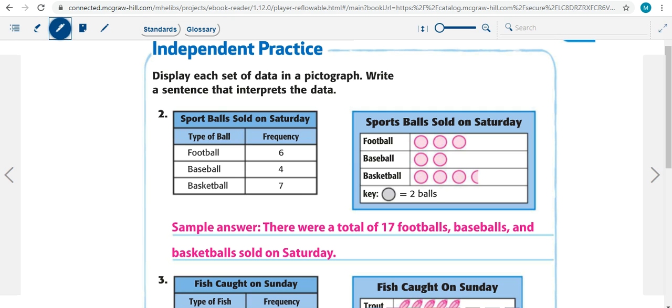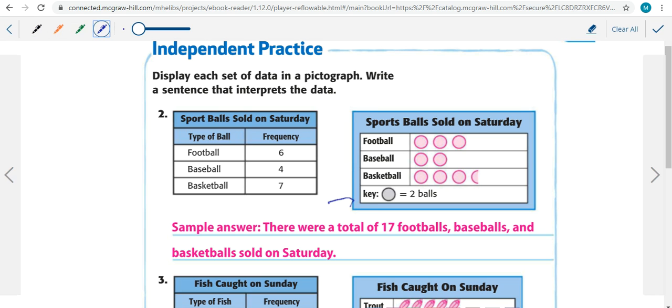Now, look at the key. The key is telling me that each circle is equal to 2 balls. So if we have 6 footballs, we only need to draw 1, 2, 3 circles. For baseball, 2 circles. And for basketball, 3.5. Remember? The last example, we draw the half because 1 complete circle is equal to 2 balls.